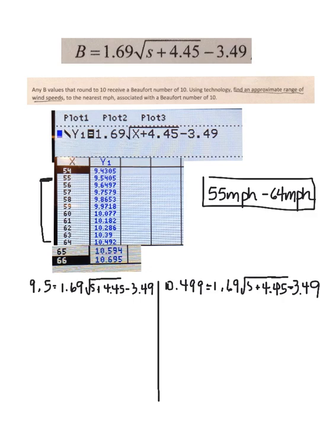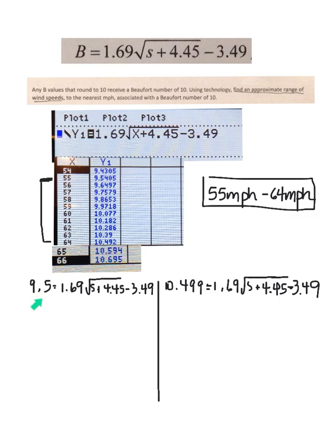And so I'm not going to go through the whole thing, but I would add the 3.49 over. I would divide out the 1.69, square both sides to get rid of that radical, and then subtract the 4.45 over. Okay, this is a lot more intense, and again, I would suggest just doing it the calculator way, but this is totally fine to do this way. And this was a Regents question, and there were kids that did do it algebraically.